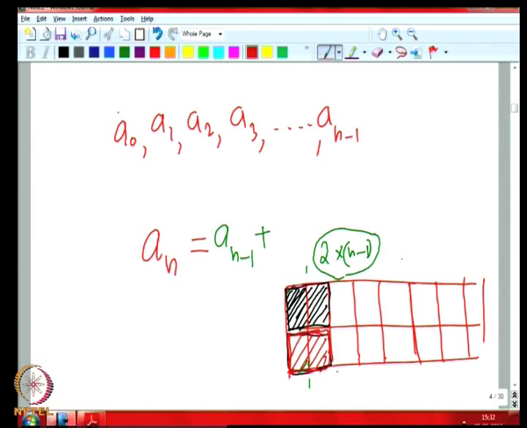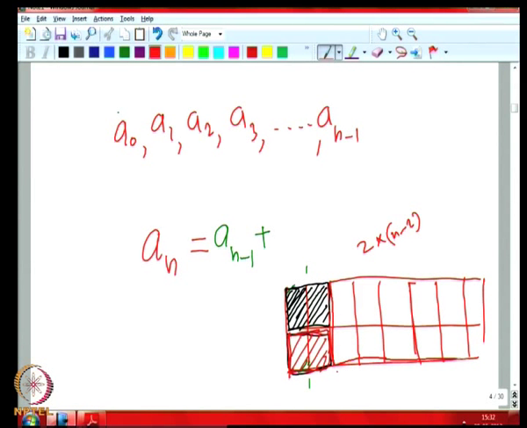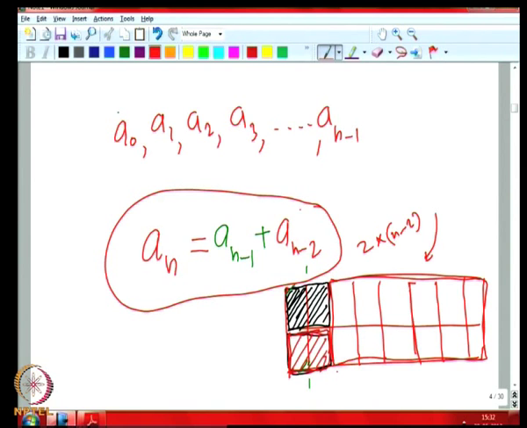Okay, the remaining things, there is a 2 by n minus 2 board here, because looking from here to here there is a 2 by n minus 2 board, and we have to cover this portion perfectly with dominos, right. That is A(n minus 2). Therefore we get this recurrence relation, An equal to A(n minus 1) plus A(n minus 2), right.